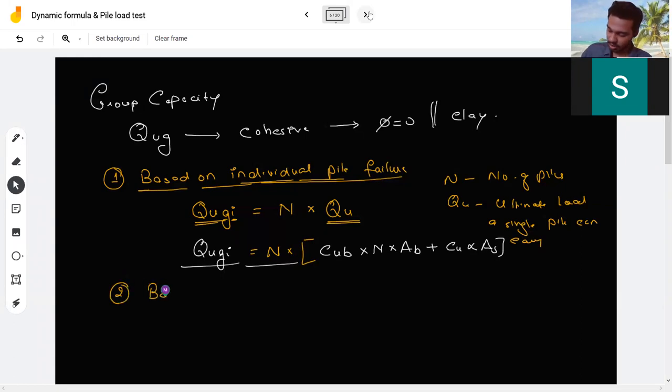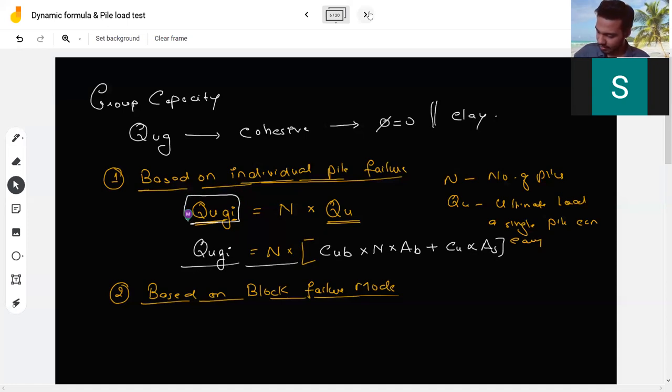So based on block failure case or block failure mode. Okay, तो इसका मैं नोटेशन कैसे लिख सकता हूँ? I have written here Qugi. I is for individual. I will write here Qugb. B is for block. ठीक है. अब ये कैसे निकलेगा? It's very easy once you understand the things.